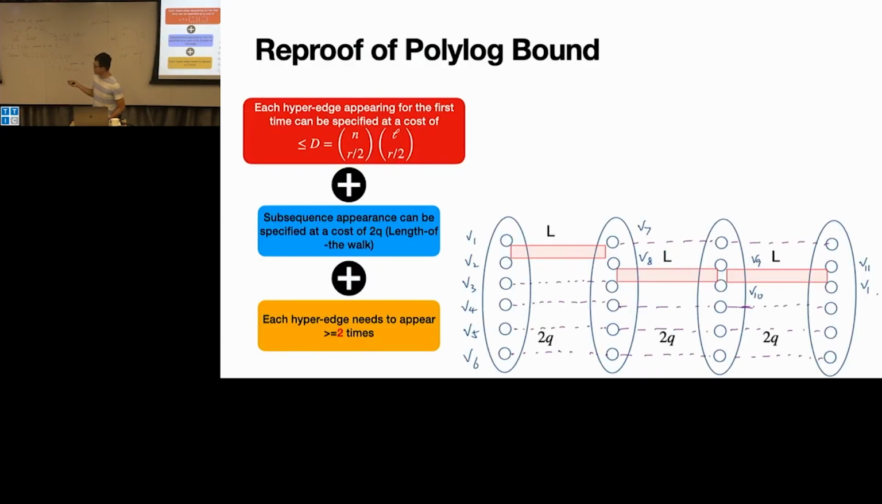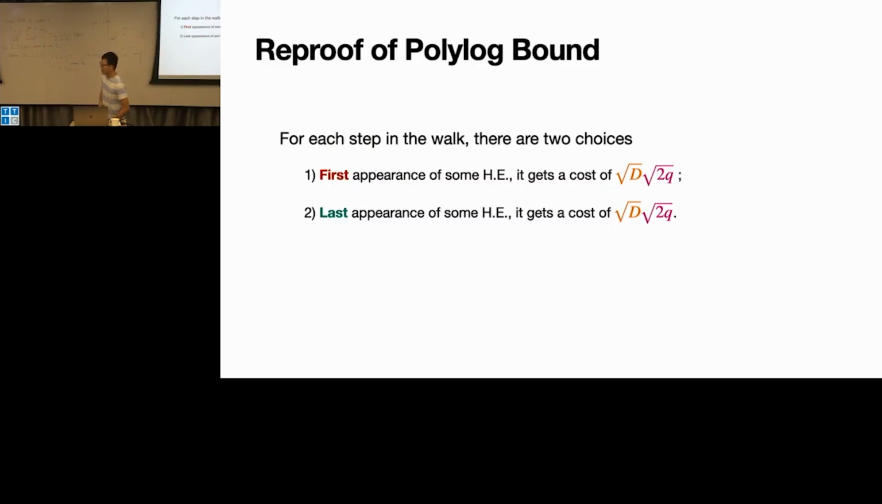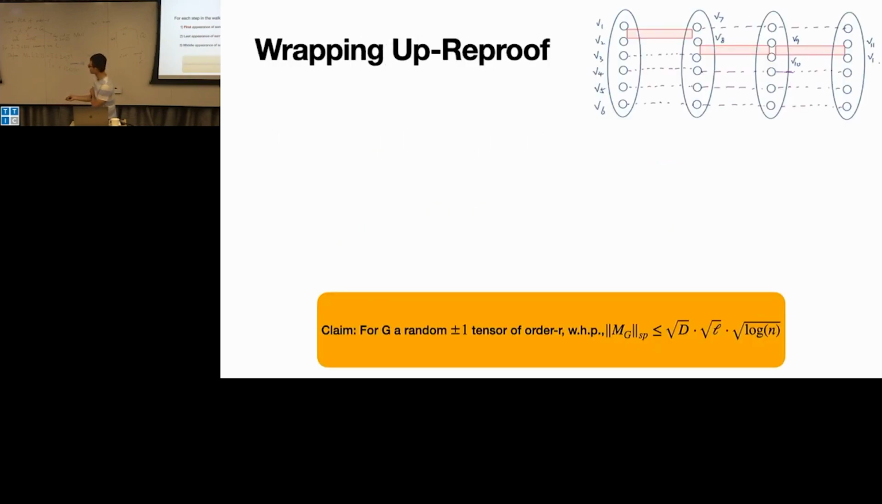So this is in fact sufficient to recover the NCK bound of square root D, square root L log N, as follows. We are going to observe that, at each step, if you are using a hyperedge appearing for the first time, you get a factor D. But if you are using a hyperedge the second time or the last time, you're going to get a factor 2Q. So this is our accounting. You can equivalently view it as each time we use a hyperedge the first time, you get root D, root 2Q, and then the last time is root D, root 2Q. We are going to ignore middle edges for now, the edges that appear more than twice. They are negligible in our case.